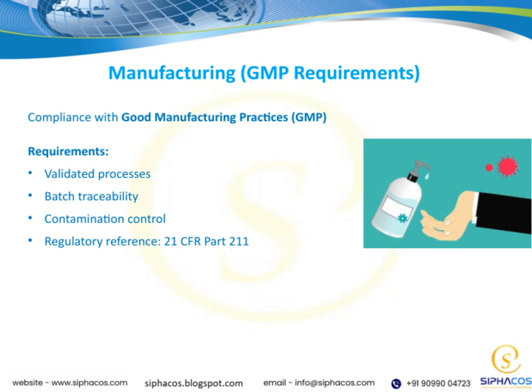This regulation provides the foundation for GMP compliance in the industry, guiding us to produce safe, effective, and high-quality products consistently. So, in summary, GMP compliance encompasses validated processes, thorough traceability, contamination prevention, and adherence to regulatory standards. These are the pillars that support quality manufacturing across the board.